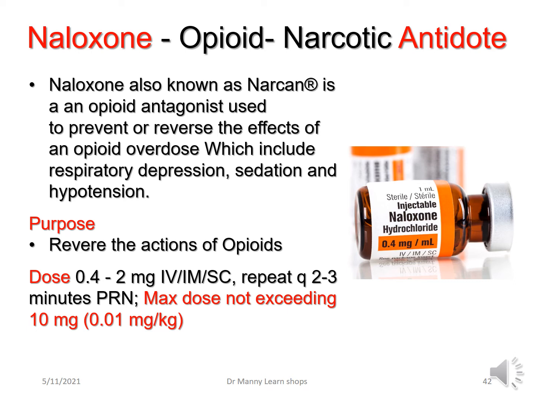And the purpose of naloxone is to reverse the actions of the opioids, and the dose typically is 0.4 to 2 milligrams, and this can be given intravenously, immediate effect, intramuscular, probably an hour before it's effective, subcutaneously, probably 30 minutes, and this can be repeated every 2 to 3 minutes, PRN as required, but the maximum dose shouldn't exceed 10 milligrams or 0.01 milligrams per kg. But remember, your organisational policy will have a specific procedure, protocol for all these medications.